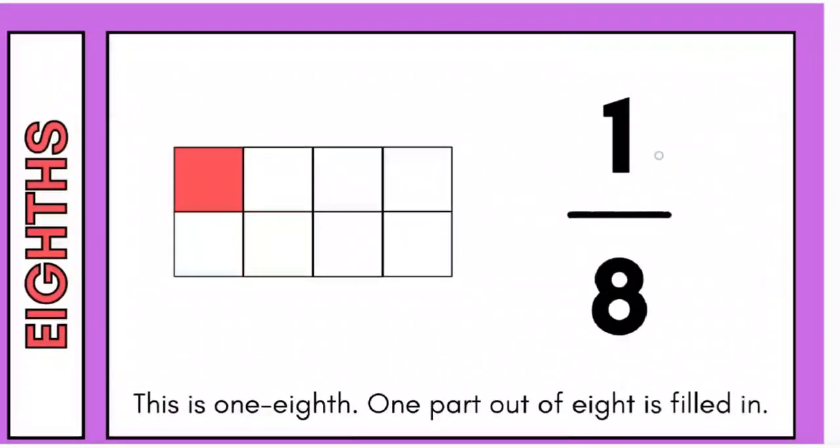Now this is 1/8. That means one part out of 8. 1, 2, 3, 4, 5, 6, 7, 8 and one part is filled in. So 1/8.